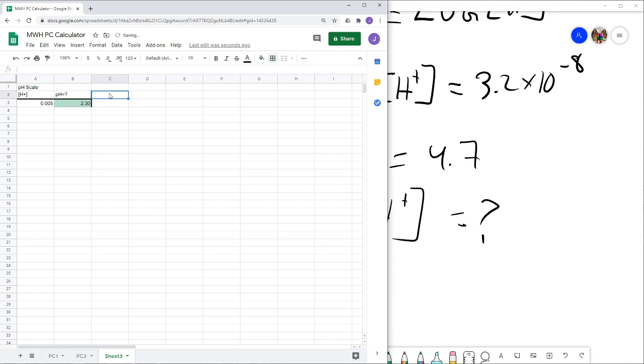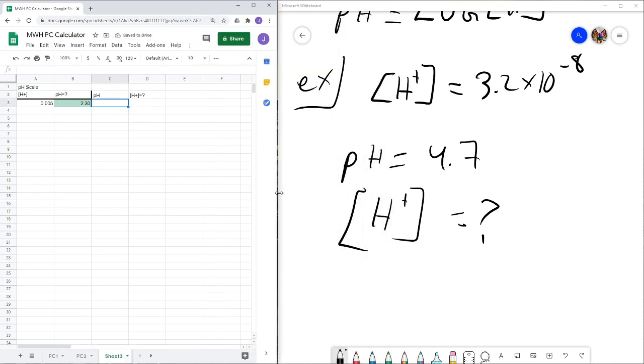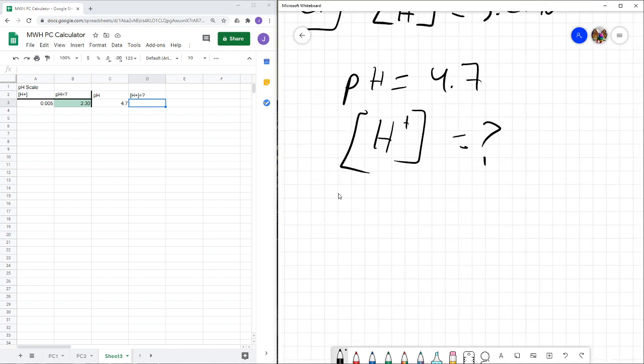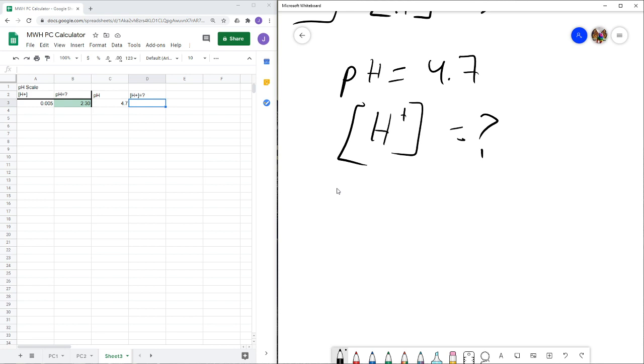So in this case, we have the pH, and we want to know what is our concentration of hydrogen ions. So I'm going to put a question mark here. In this case, our example was, well, pH was 4.7, so let's put 4.7. And our hydrogen, so let's think back to our equation here. I'm just going to use, how about P for pH?